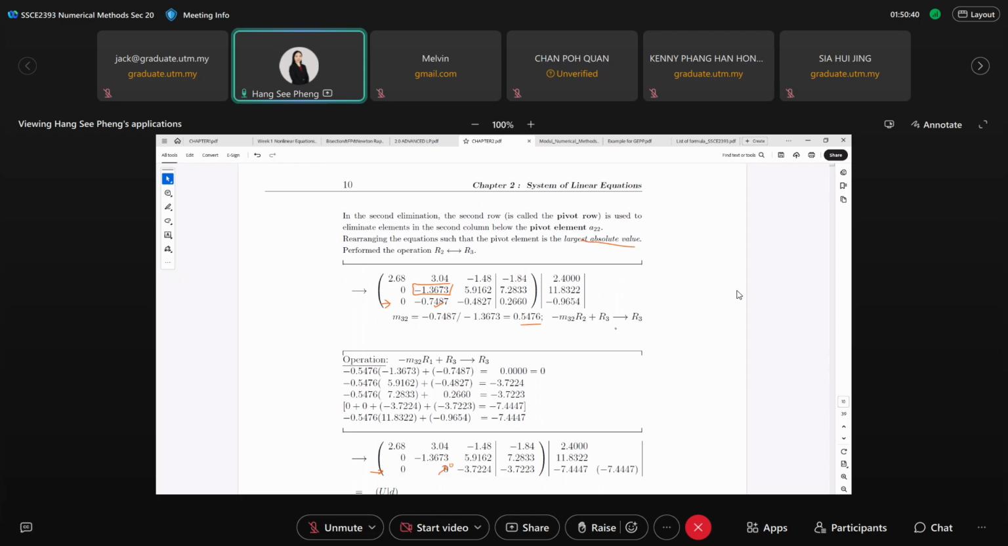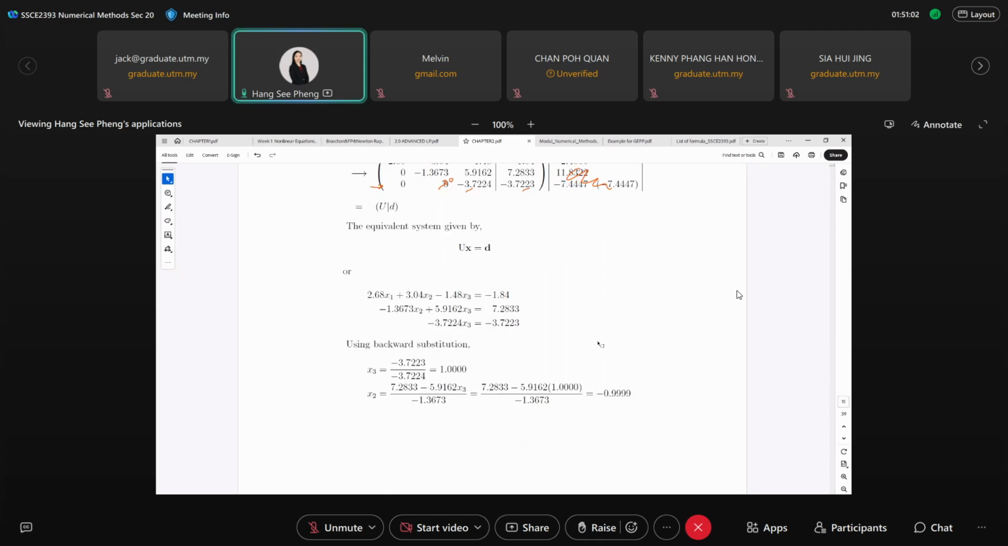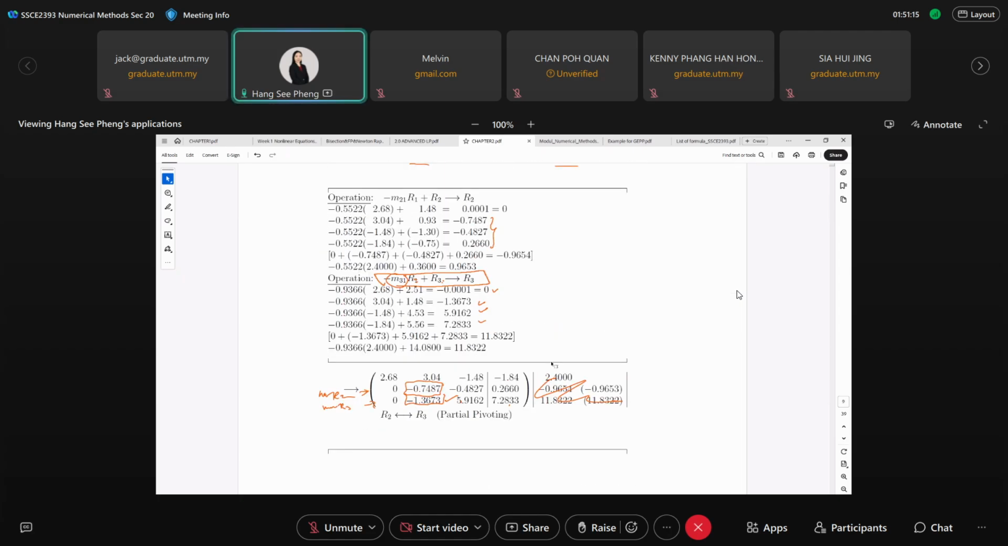This should be 0 or approximately equal to 0, but correct to 4 decimal places, you just put 0. In the new textbook, you can see it is the same procedure as well. After you get the upper triangular matrix, use backward substitution to find the answer. Now, this is the answer. Try to compare it with the Gauss elimination without partial pivoting. This one is with partial pivoting.